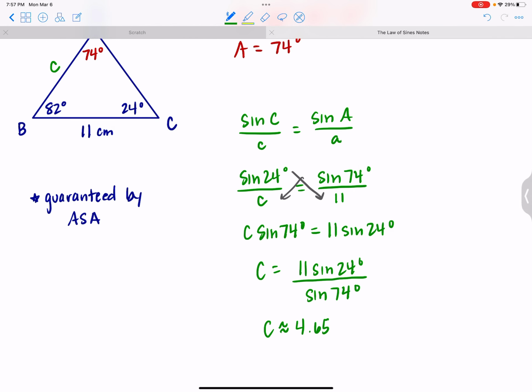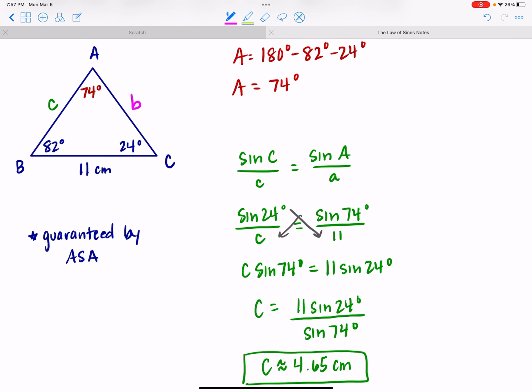and what were the units? Centimeters. Okay, and now we're almost done. We have one more side length to find, and that's the side length B.